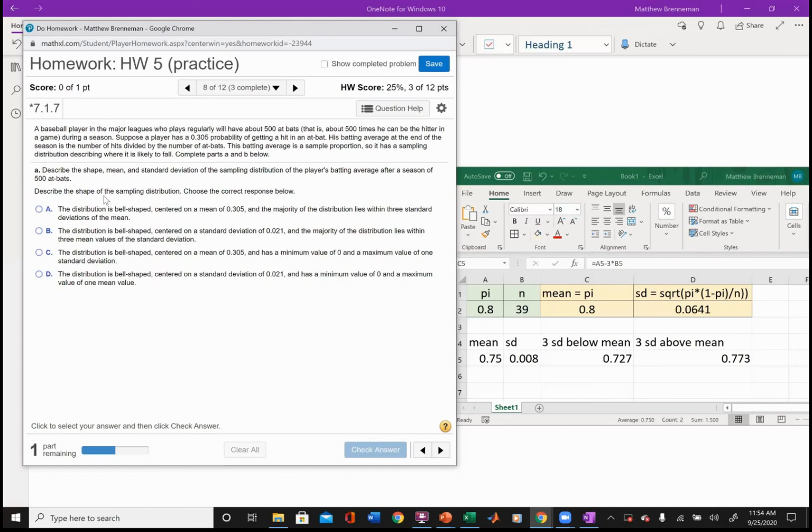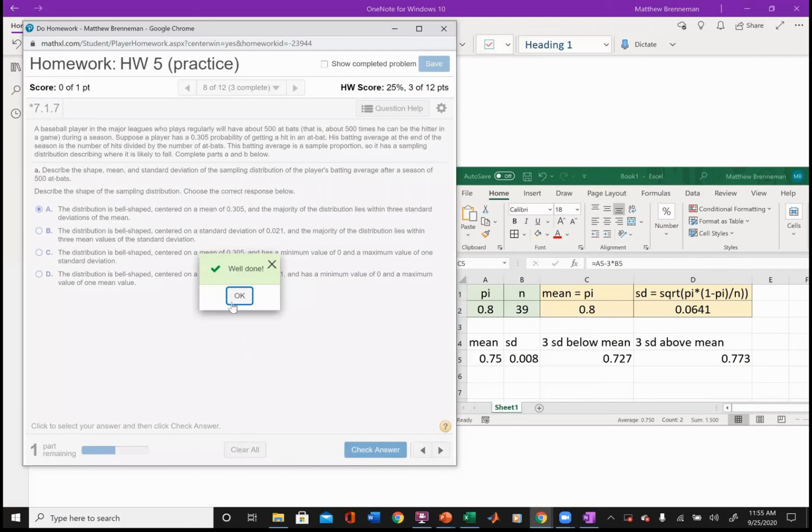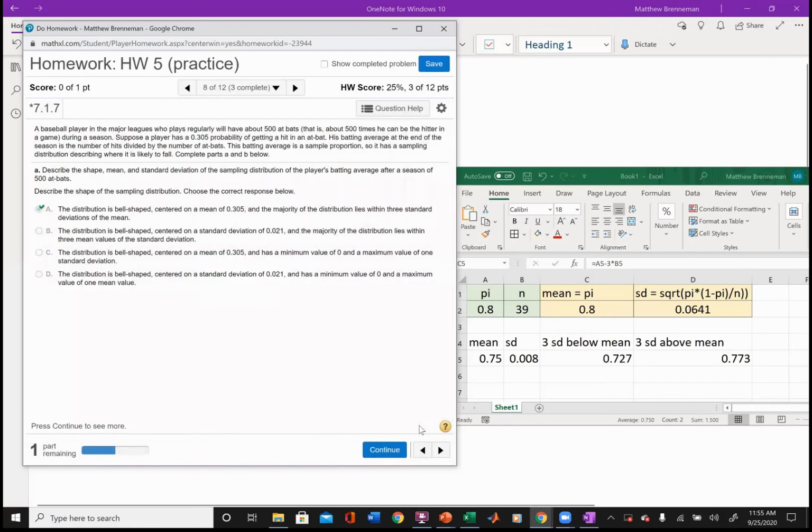So the distribution is bell-shaped. Well, they all say that. The mean, which is the true value, is .305. Well, there's only two of these. And it has a minimum of 0 and a maximum of 1 standard deviation. Well, that doesn't even make sense, right? So this has to be the correct one. We know that 99.7% of the values lie within 3 standard deviations. So that's our answer. Okay.